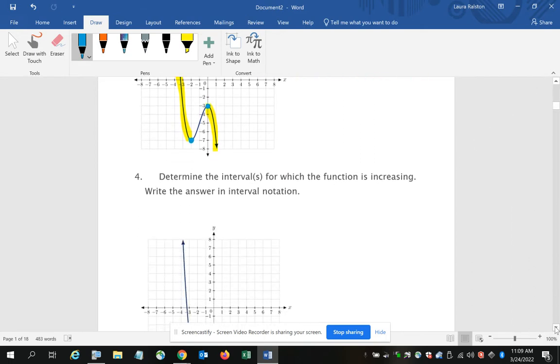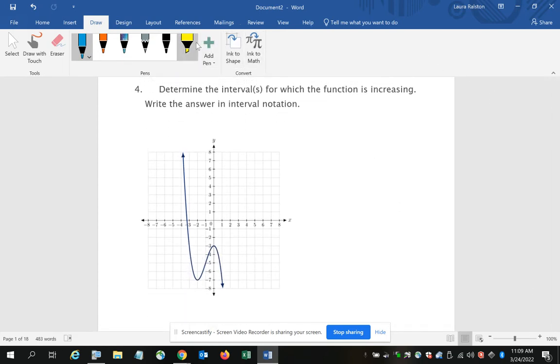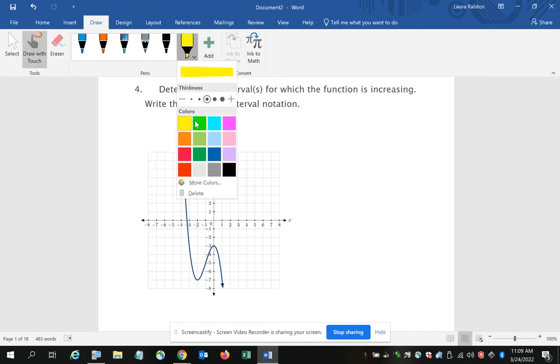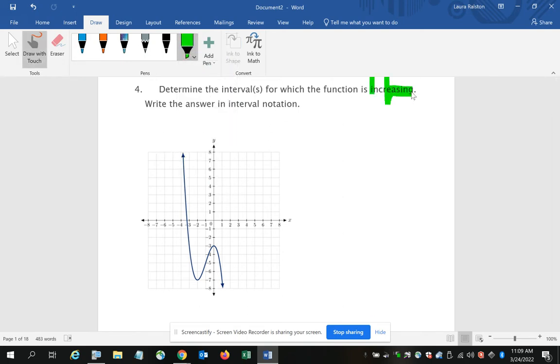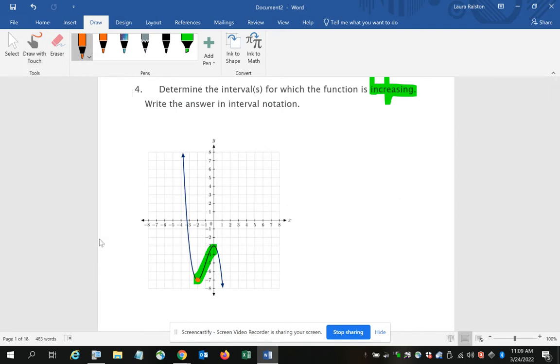Number 4, it's the same graph, but this question asks you to find where the function is increasing. So again, read carefully to make sure you get the right answer. So increasing, again, it looks like it's increasing on that particular interval. Again, you go lowest to highest, and you do it in terms of the x. So the x value at this point is negative 2, and the x value at this point is 0.